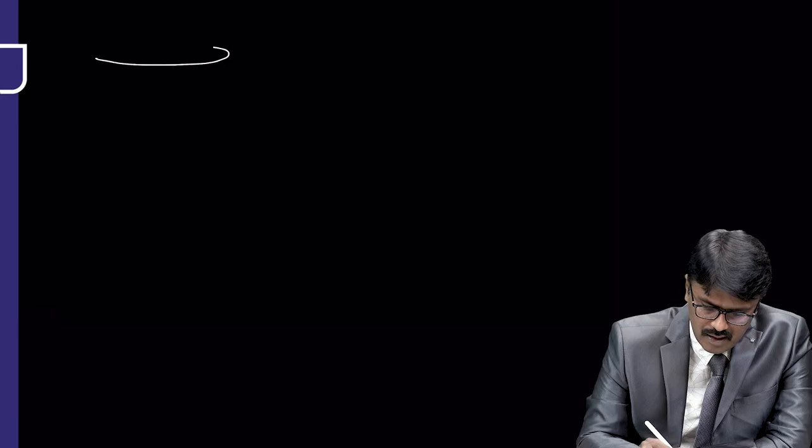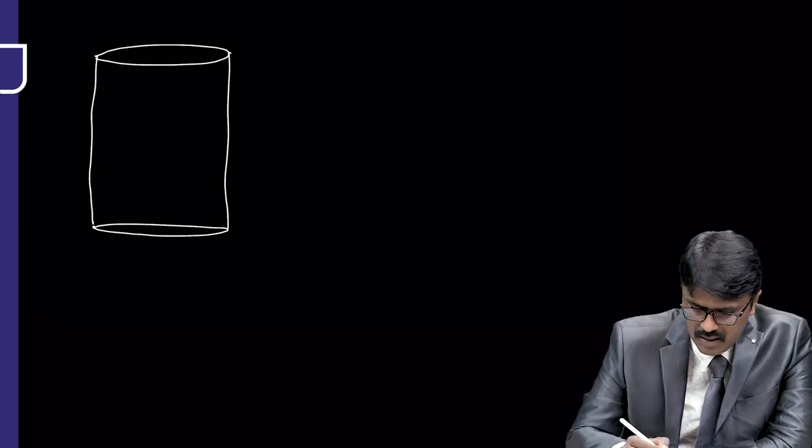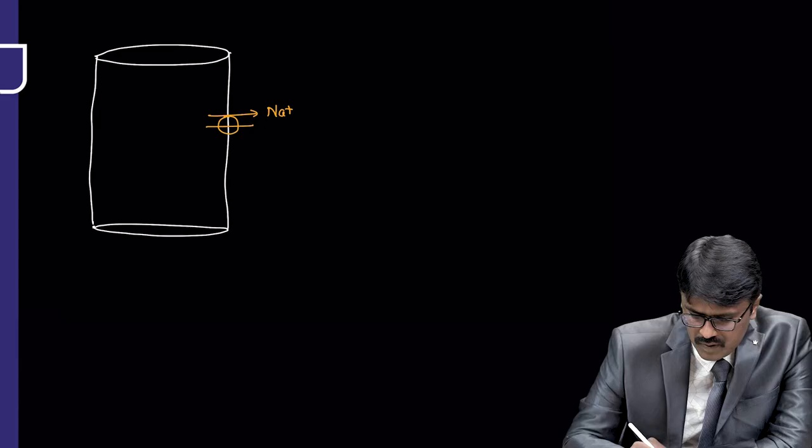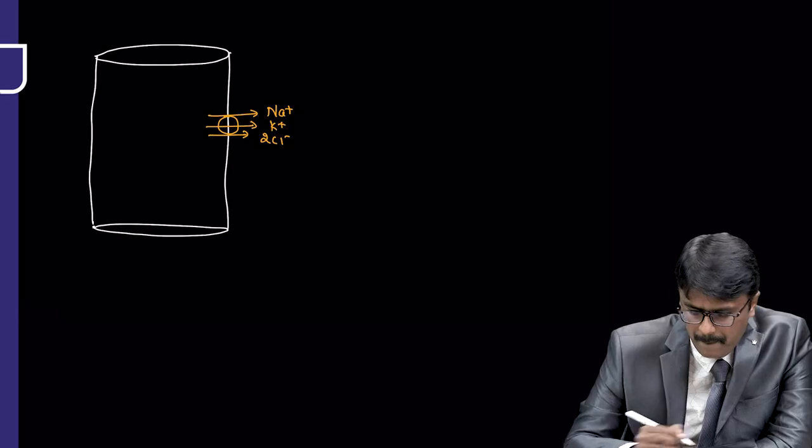I told you we have the loop of Henle. Let me draw this. This is the loop of Henle, and the tubular lumen. There is a transporter here, and the transporter will take up sodium, potassium, and 2 chloride inside the cell.